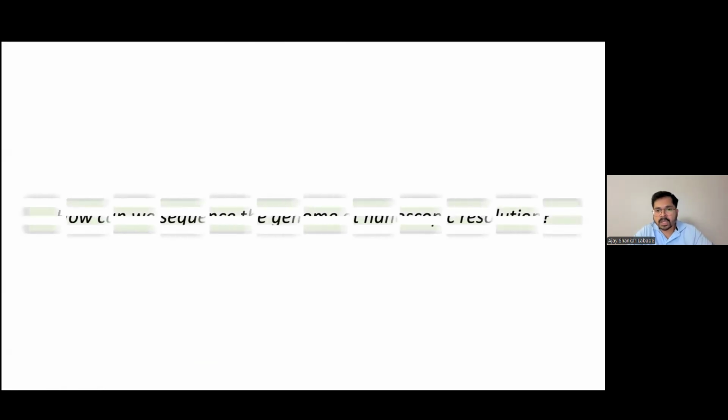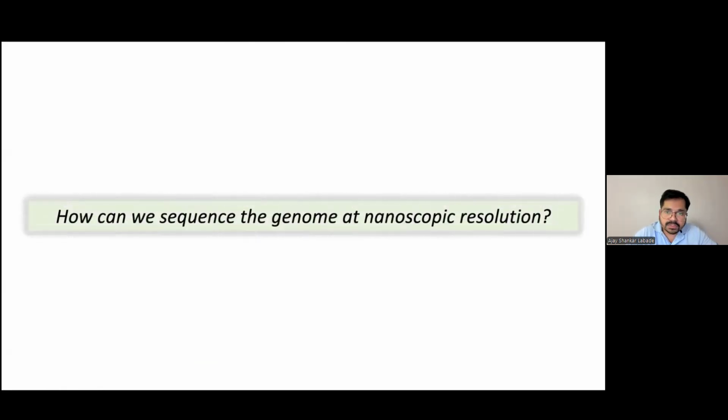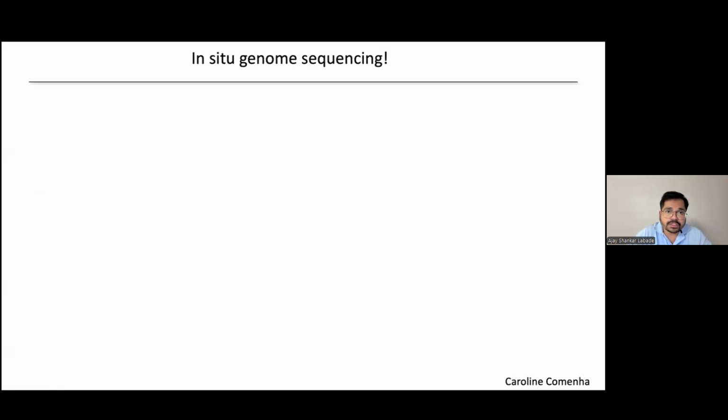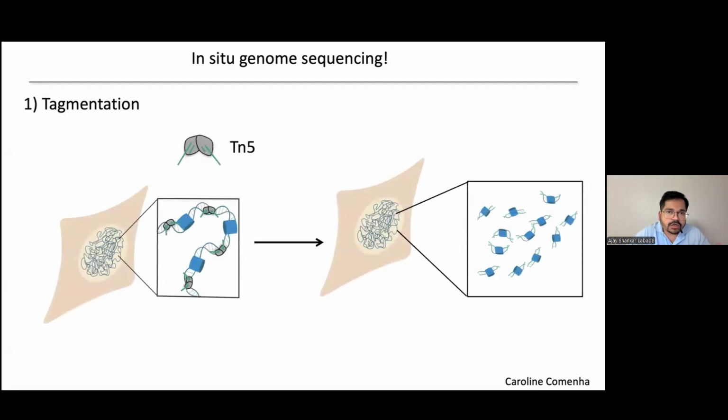Now comes the part of sequencing the genome. So we can now expand the chromatin, but how do we sequence it? There we use our technique, which is in situ genome sequencing. But the challenge was to combine it with expansion microscopy. So what we start with in situ genome sequencing is we take this enzyme called Tn5, which is a transposase, a very active transposase.